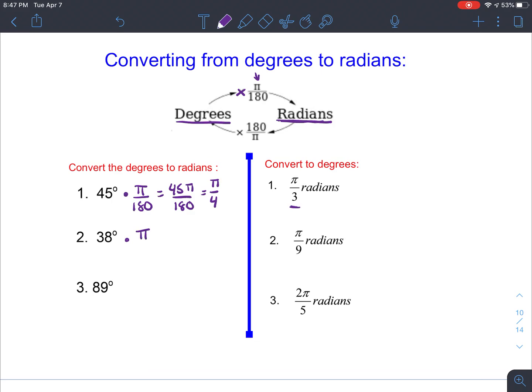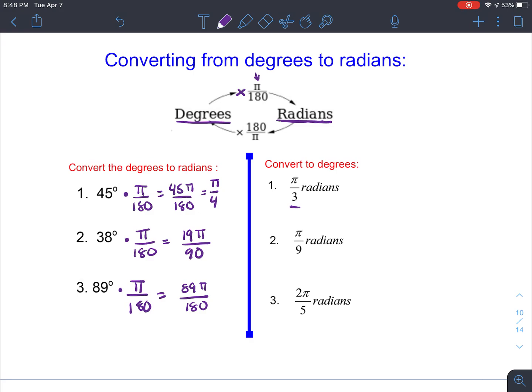Okay, let's try 38. Degrees to radians, we want to put a pi in our numerator. Okay, we are going to reduce 38 over 180 and it reduces down to 19 pi over 90. Remember, in your calculator, if you type in 38 over 180 and press math frac, it should reduce it down for you. And 89 times pi over 180. 89 over 180 does not reduce, so the final answer for this is 89 pi over 180.